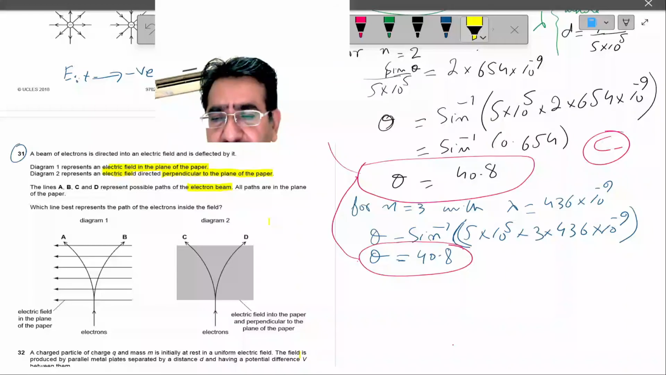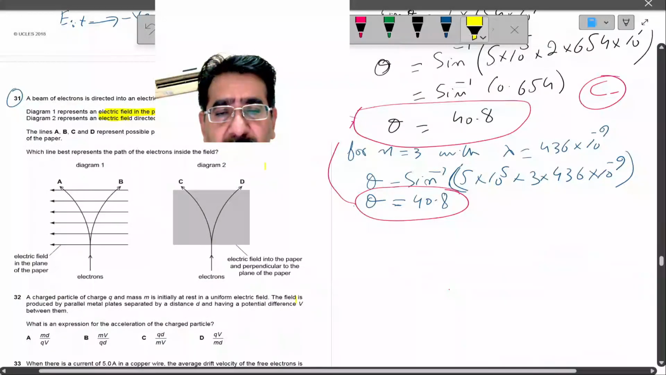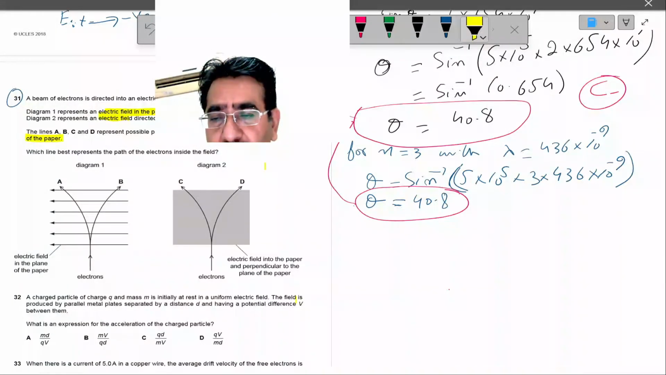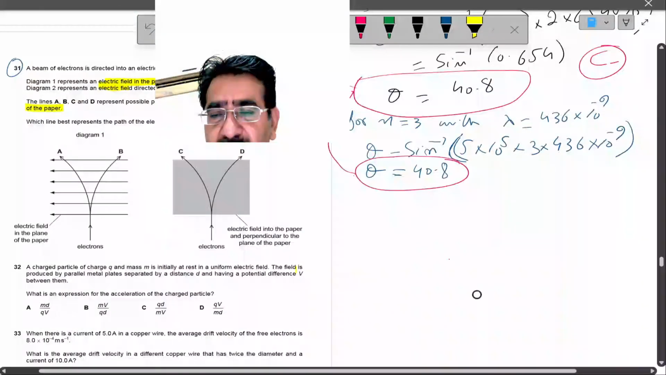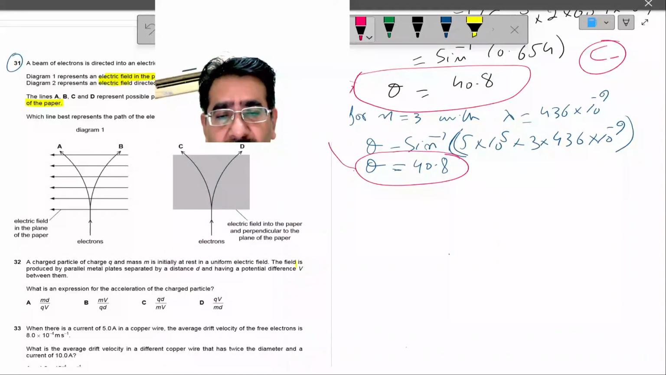All paths are in the plane of the paper. That is an important point. Which line represents the path of the electron inside the field? Because here in diagram 2, the electric field is perpendicular, but the path is along the paper.